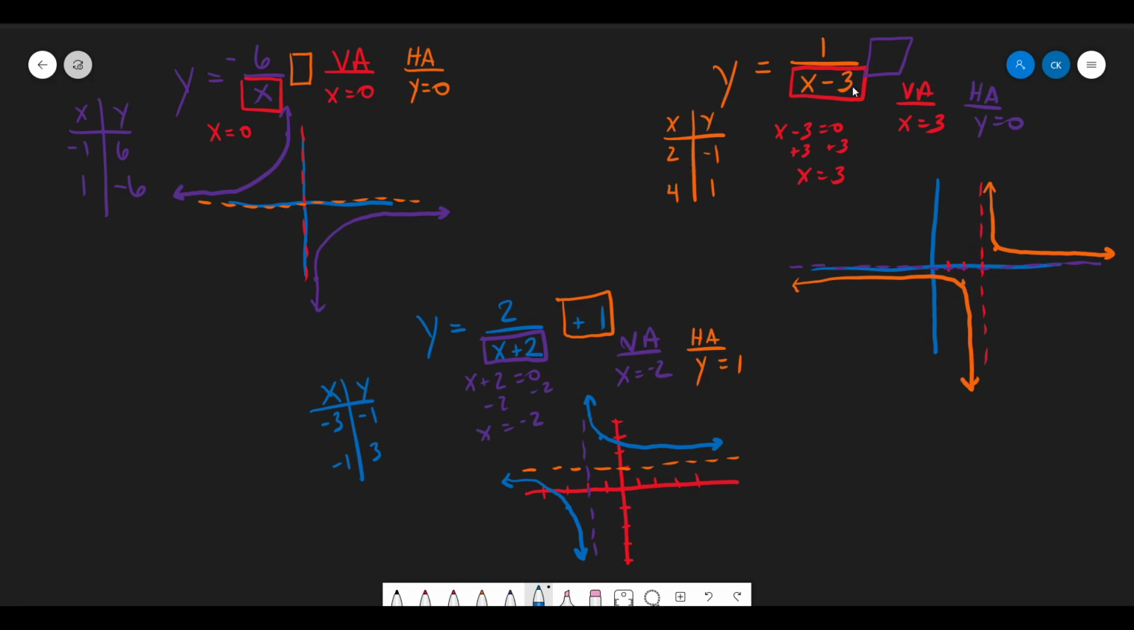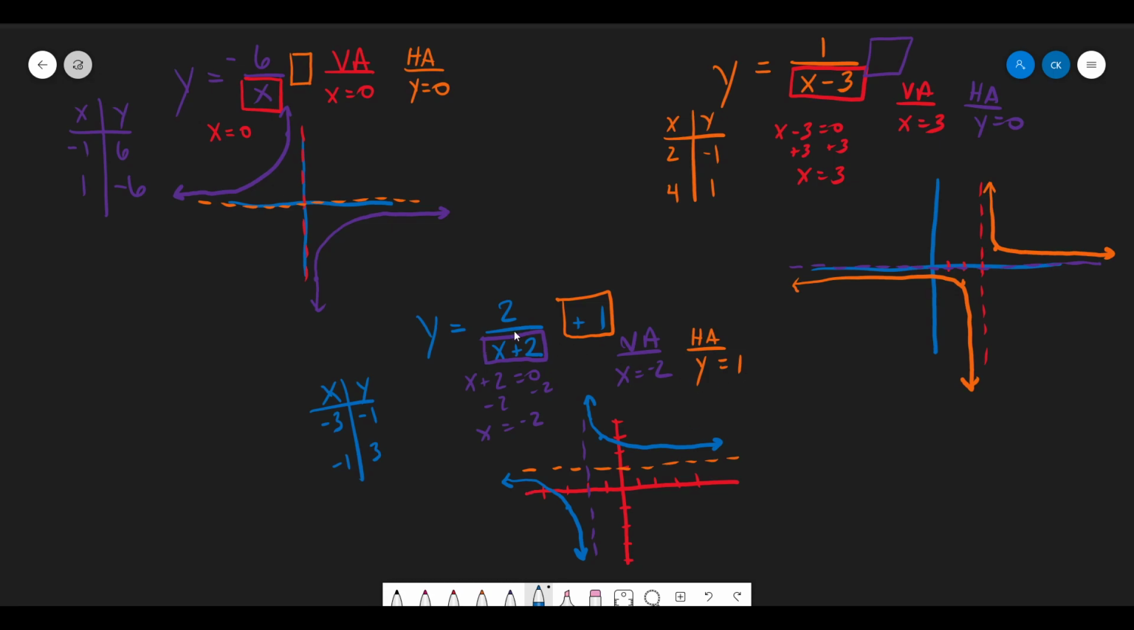Plug in 2. 2 minus 3 is -1. 1 over -1 is -1, so I have the point 2, -1. Take the point 4, plug it in. 4 minus 3 is 1. 1 over 1 is 1, so I have the point 4, 1. And as we see, points here and here. I'm going to make my curve right here, and this curve in this one.